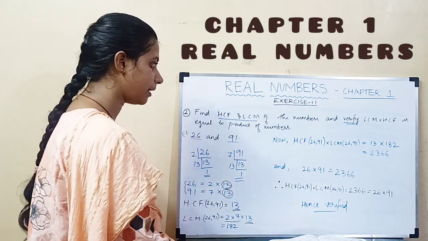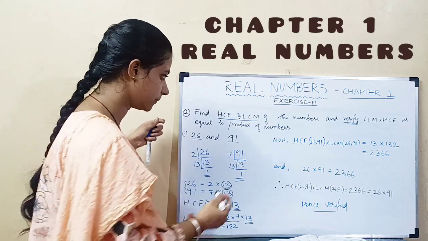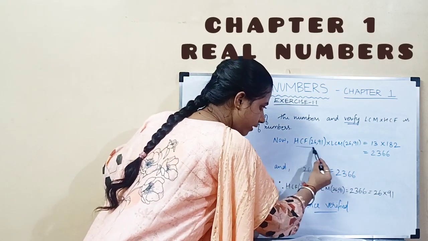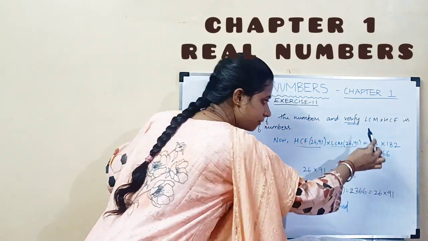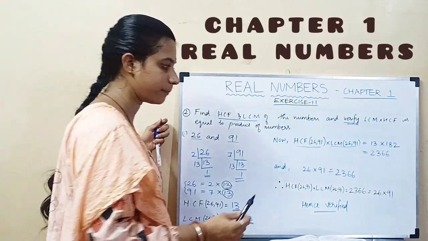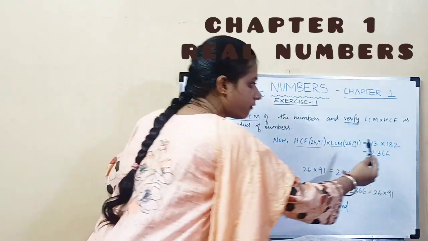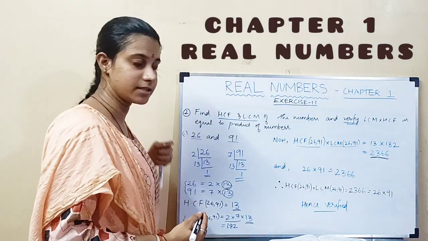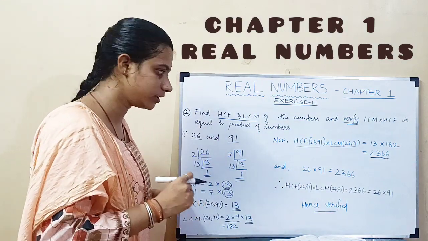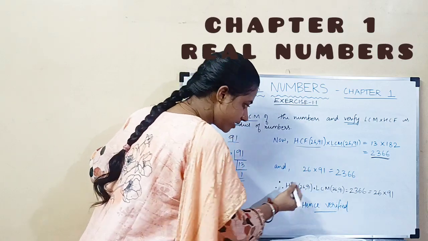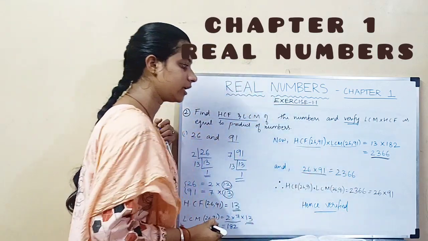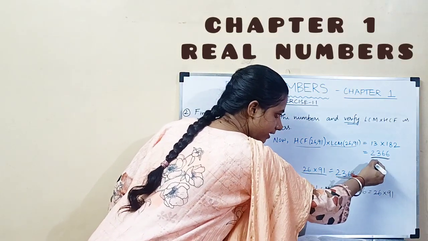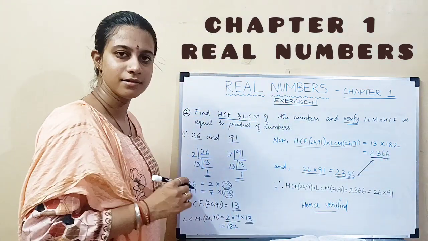Now let's move on to the second part, that is verification of the condition. First let's find the left hand side of the condition, HCF of 26, 91 into LCM of 26, 91. We are taking the product, we get 13, that is HCF, and 182, that is LCM. So we get 2366. Now let's find the right hand side of the condition, that is the product of the numbers, 26 into 91, which we get 2366. And here we can see that both these values are the same.